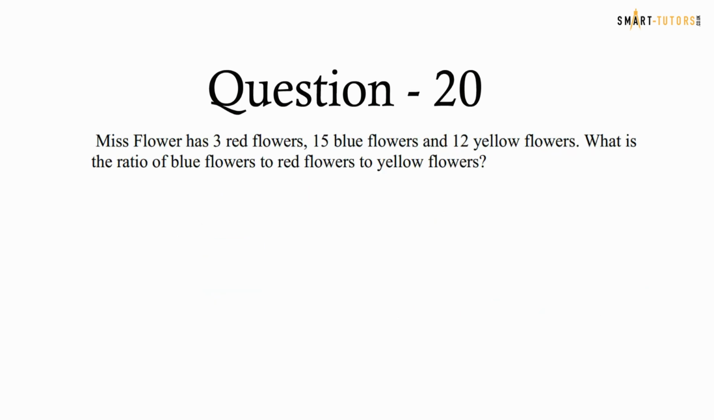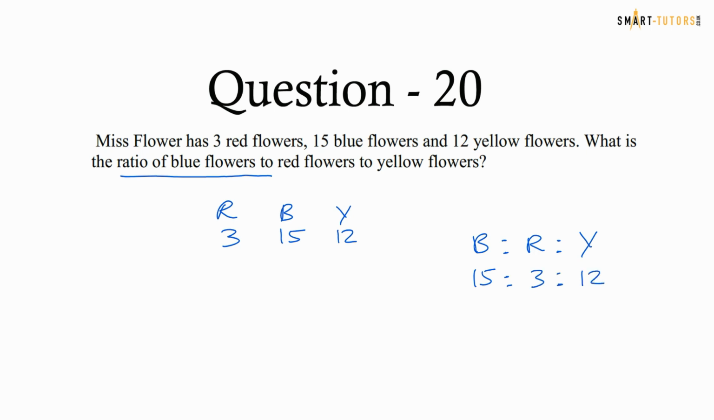Question number 20. Miss Flower has 3 red flowers. So red flowers 3, blue flowers 15, and yellow flowers 12. What is the ratio of blue to red to yellow? So blue is 15, red is 3, and yellow is 12. Every number can be divided by 3. So 3 goes into 15 five times, 3 goes into 3 once, and 3 goes into 12 four times. So the answer is 5:1:4. That is the answer.